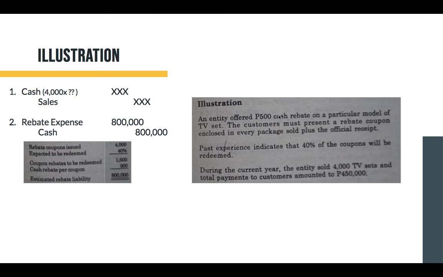Okay, so the actual rebate coupon is one coupon, which is worth 500 in each TV set. So we have 4,000 coupons issued. Expected to be redeemed is at 40%. So coupon rebates to be redeemed is 1,600. So this is our estimation that it will actually be redeemed. Okay, so the cash rebate coupon is at 500 each. So we estimated a rebate liability of 800,000.